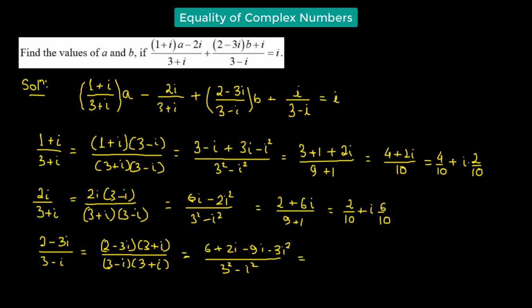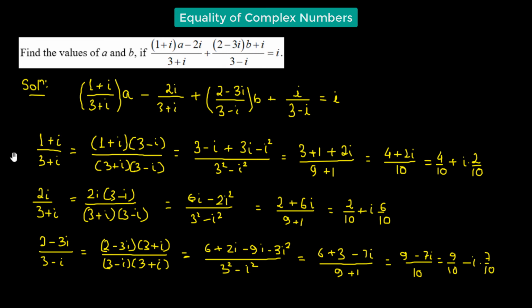So this will be equal to 6 minus 3i squared will be plus 3, and plus 2i minus negative 9i will be negative 7i, divided by 3 squared is 9 and i squared is negative 1, so negative of negative 1 will make it plus 1. So we have 9 minus 7i divided by 10, which will be equal to 9 over 10 minus i times 7 over 10.